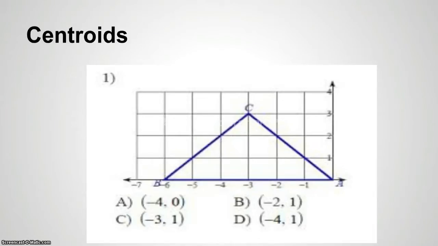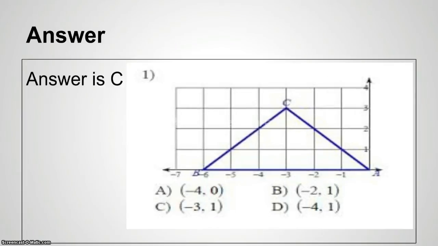Next we'll be doing centroids, and I'm going to walk you through this problem and we're just going to do it logically. As you can see in this diagram, point A is at 0, 0, point B is at negative 6, 0, my bad, and C is at negative 3, 3.